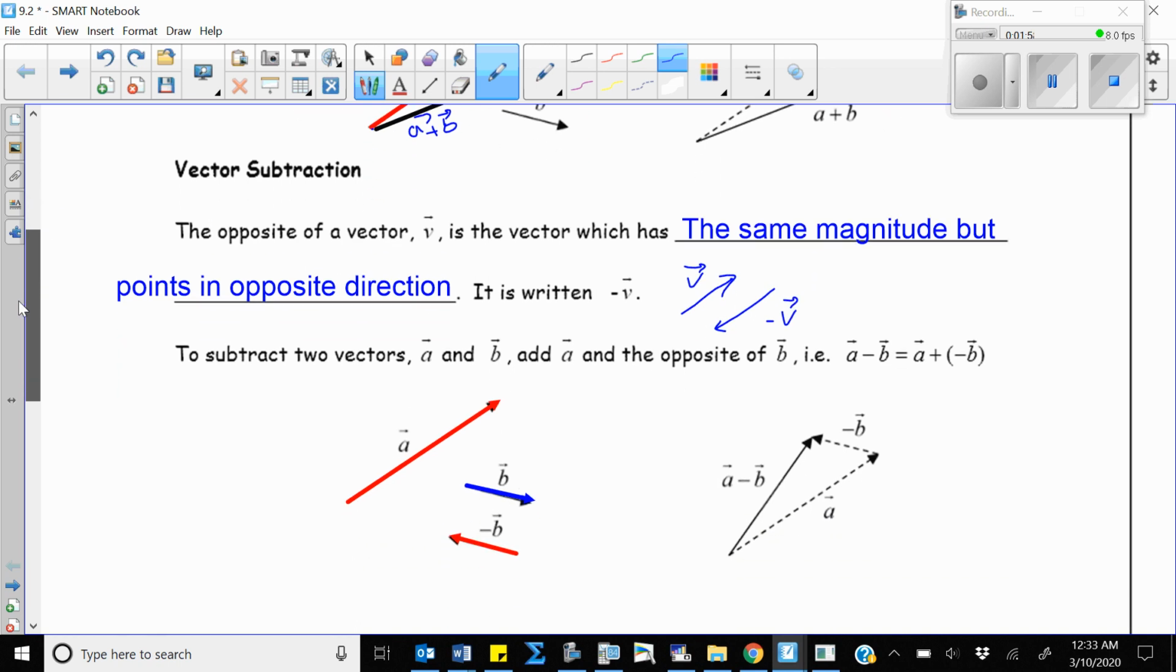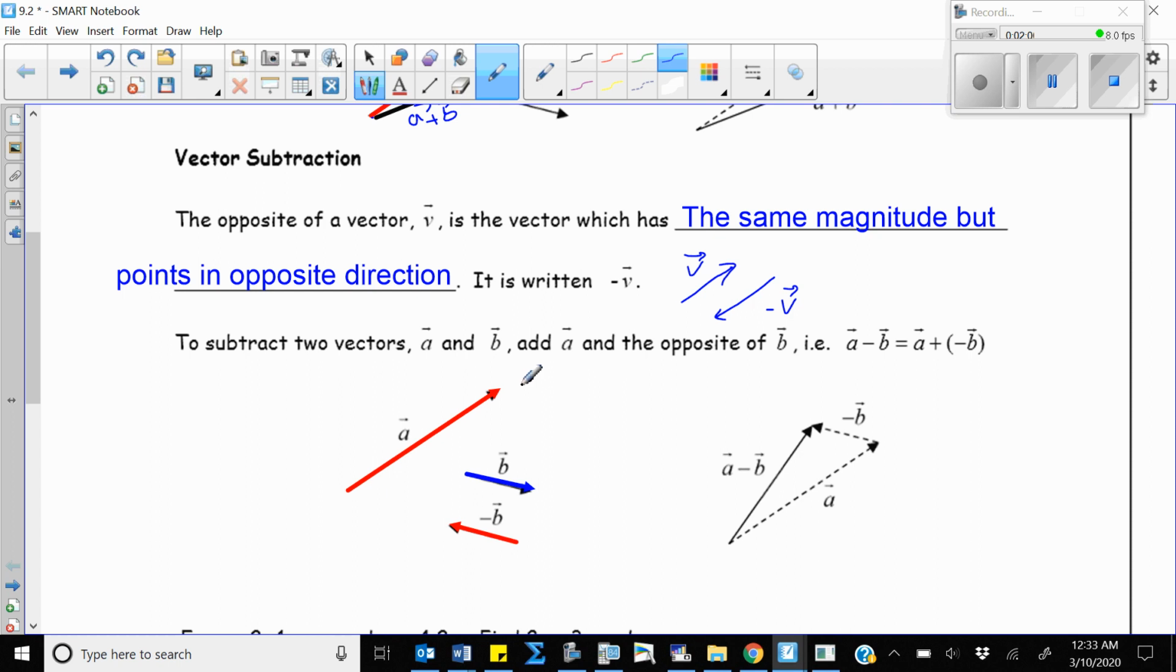Now to subtract two vectors like a and b, we need to add a and the opposite of b. For example, a minus b is a plus negative b. So how do we do that? Let's say we have a and b here. So we're going to take b and find the opposite of that. So the same magnitude but a different direction. So we take this negative b and add it to a.